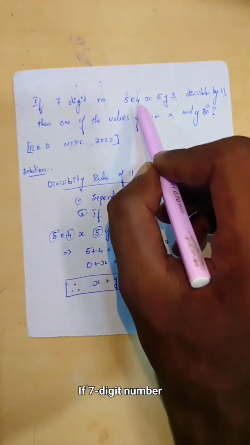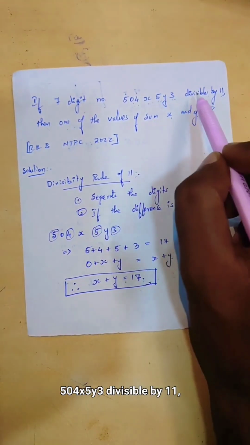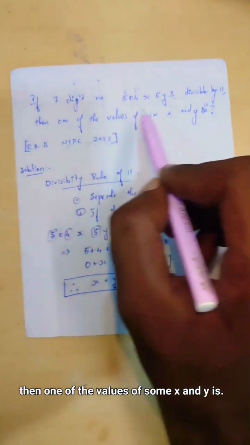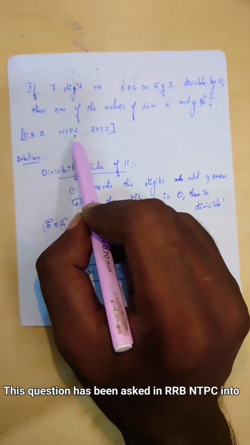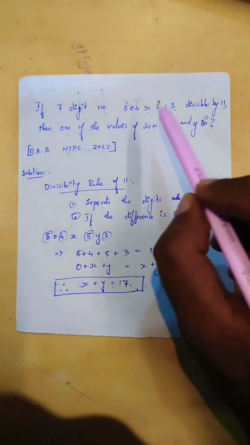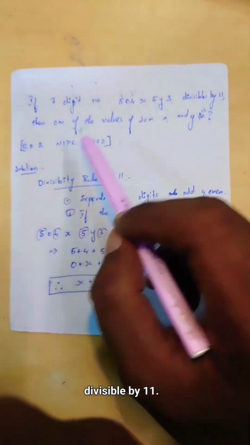If the 7-digit number 504x5y3 is divisible by 11, then one of the values of the sum of x and y is. This question has been asked in RRB NTPC in 2022. In the question they have asked whether it's divisible by 11.